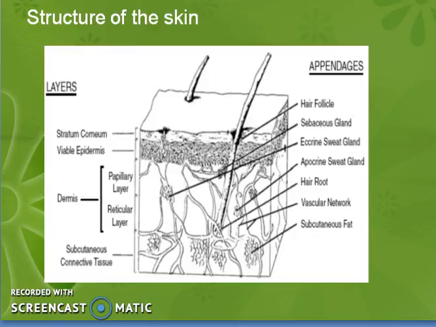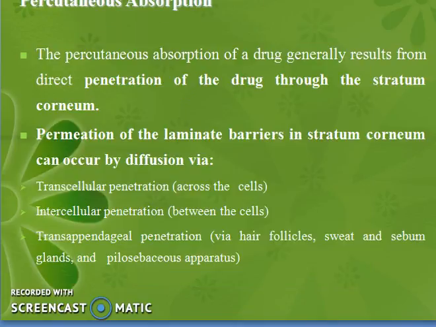Here you can see the various ways by which penetration occurs: through hair follicles, through sebaceous glands, and via the stratum corneum. When we discuss percutaneous absorption, it generally results from the direct penetration of the drug through the stratum corneum. Permeation of the laminate barriers in the stratum corneum can occur by diffusion via various routes.